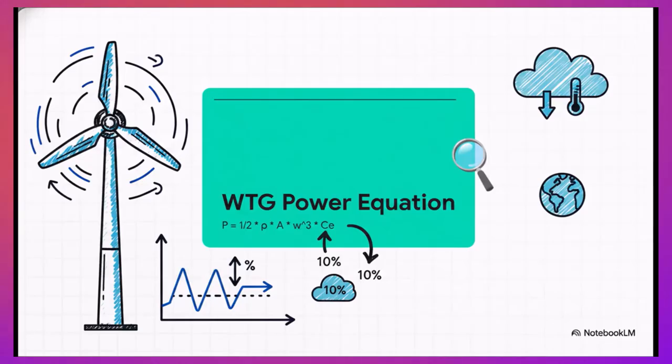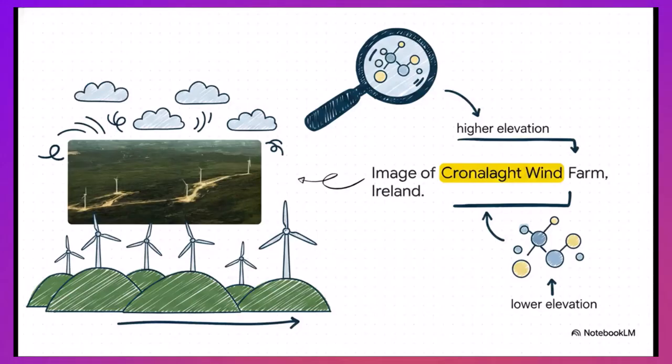See that Greek letter rho right in the middle? That represents air density, and it literally proves that a turbine's power output is directly proportional to it. In this formula, P is your power output, A is the swept area of the blades, W is the wind speed, and CE is your efficiency. But that rho, that's the real kicker. If air density drops by 10%, your energy output drops by exactly 10%, assuming everything else is equal. It's a one-to-one relationship.